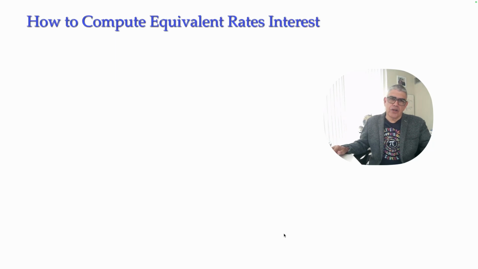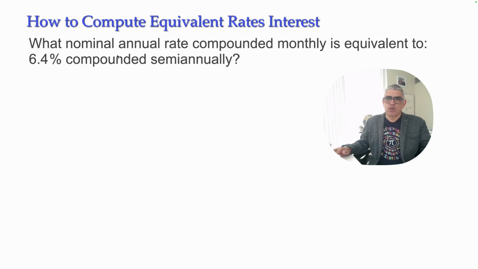Assume that we know a nominal rate of interest compounded a number of periods, and we want to compute another nominal rate of interest that is compounded in a different number of periods of time. What to do to compute this nominal rate of interest? For example, what nominal annual rate compounded monthly is equivalent to 6.4% compounded semi-annually?